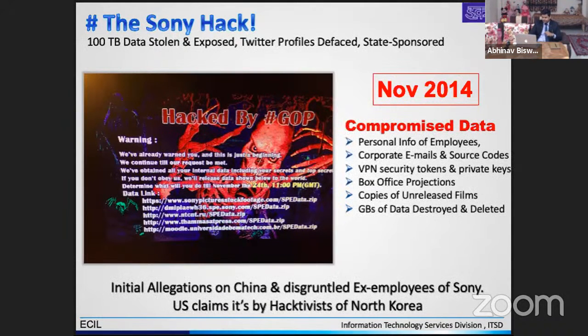So you see compromised data: a lot of personal information, corporate email, source codes, VPN tokens, box office projections, copies of unreleased films. So many things were hacked and uploaded in the public domain. Almost 100 TB of data was stolen. Now, initial allegations were on China or activists from China, but later it was found out that it was done by disgruntled employees, ex-employees of Sony. And the US claims that these activists were from North Korea.